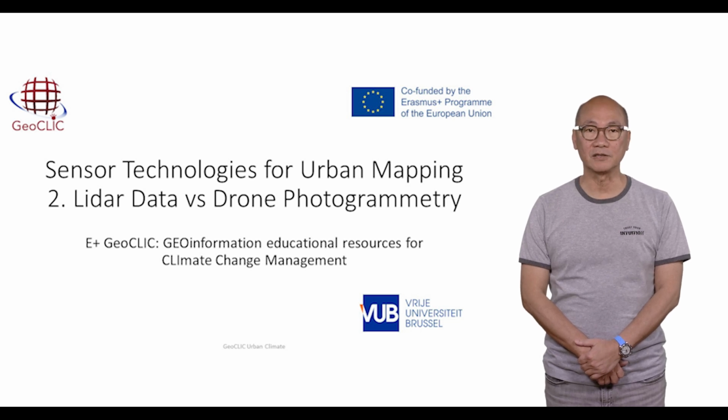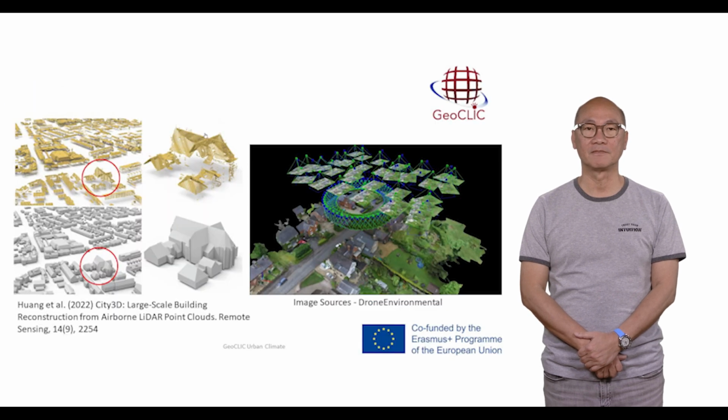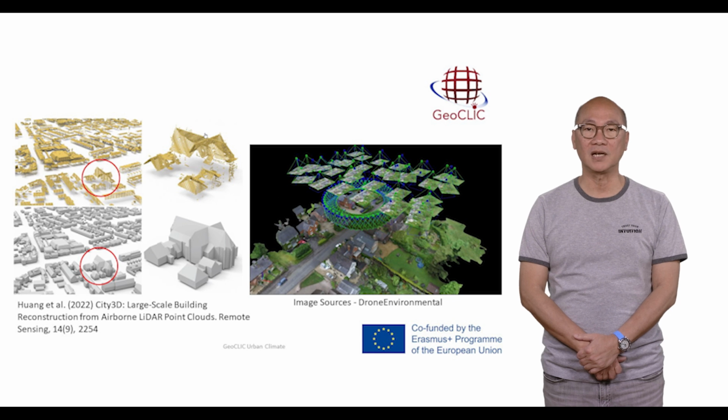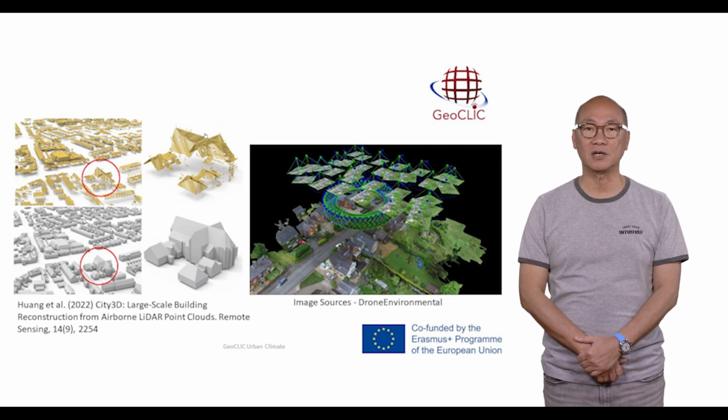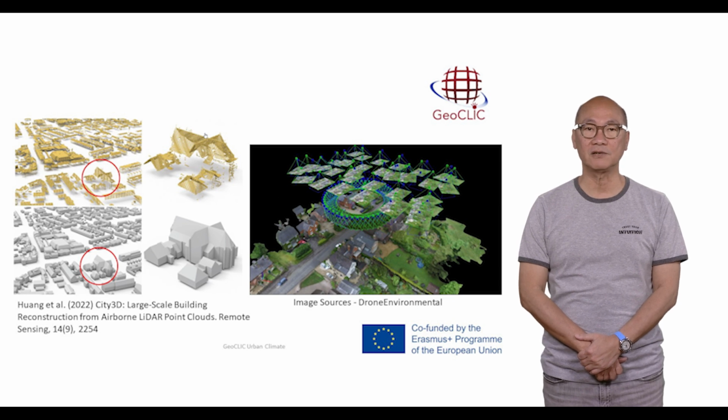In this presentation, we will briefly talk about other important sensor technologies for urban climate. One is Lidar data, and the other is drone-based photogrammetry. The left figure shows point clouds gathered by Lidar, or light detection and ranging. Ranging means the estimation of distance. The top figure shows an impression of data footprints. The bottom figure shows the final large-scale 3D product derived from the Lidar point cloud.